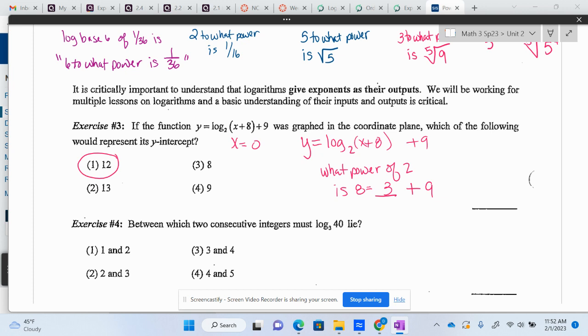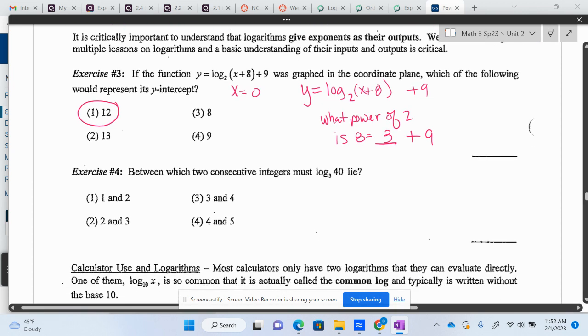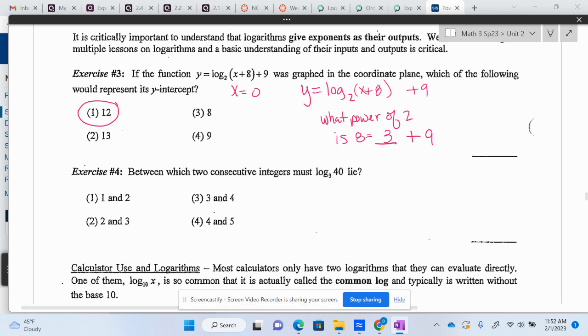Because that plus 9 is not part of the function. It's not included in the parenthesis. Okay. Question number 4 says, between what 2 consecutive integers must log base 3 of 40 lie?